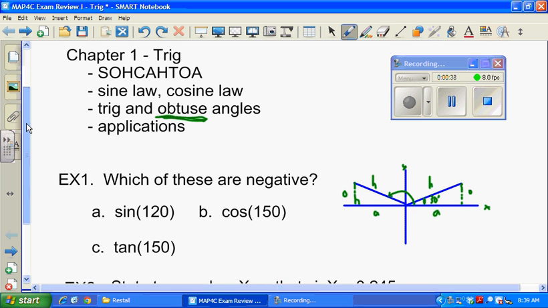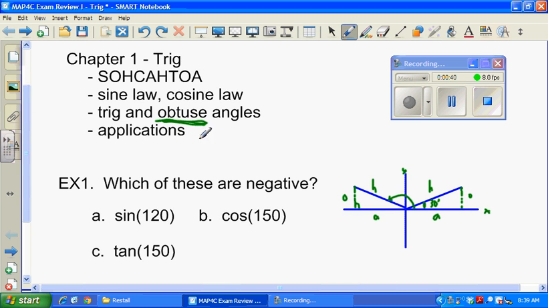And this example 1 sort of shows us which of these are negative. Well, all of these are obtuse angles. Remember, obtuse angles are more than 90. We could just jam these into a calculator and find out, well, that's positive, that's negative, and that's negative. But why is that the case?